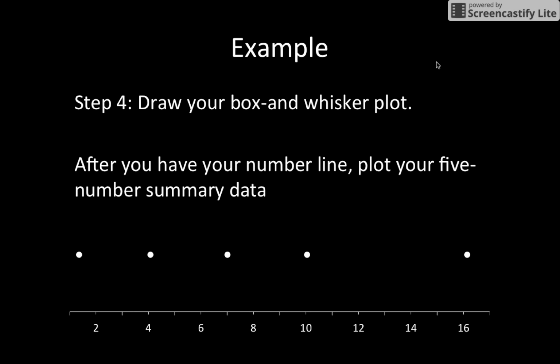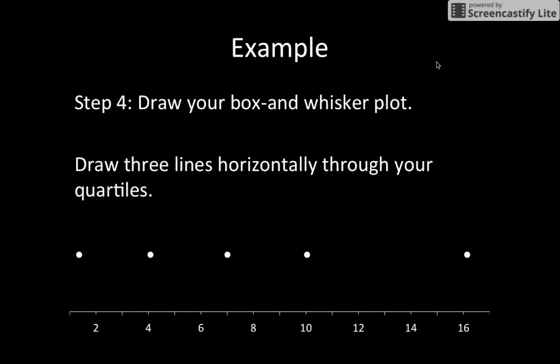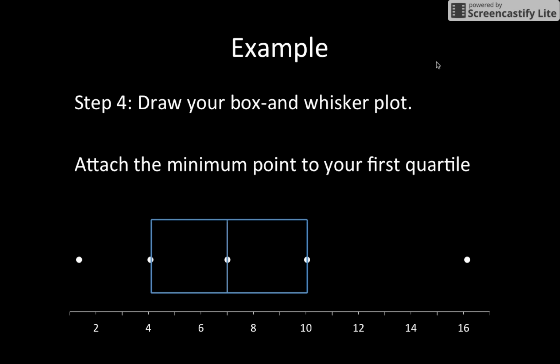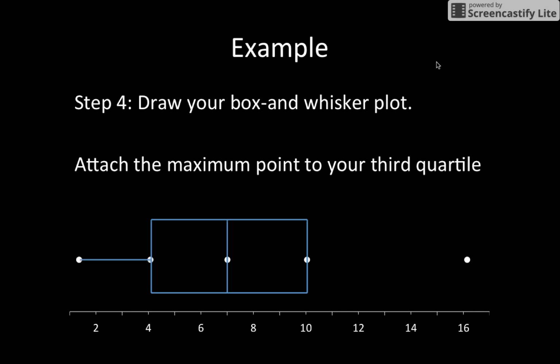So to draw our box and whisker plot, you want to start with 3 lines vertically through your quartiles. Next, you want to attach those lines to form a box. You attach your minimum point to your first quartile and your maximum to your third quartile. And from our data, we can see that the box and whisker plot is skewed right. And that's it.